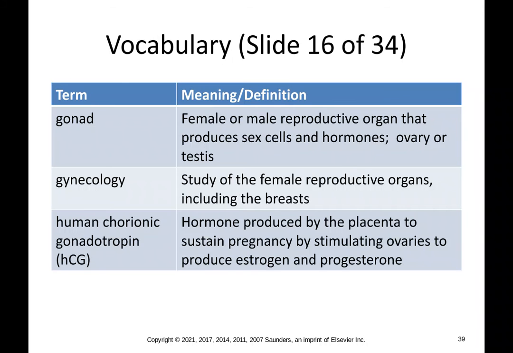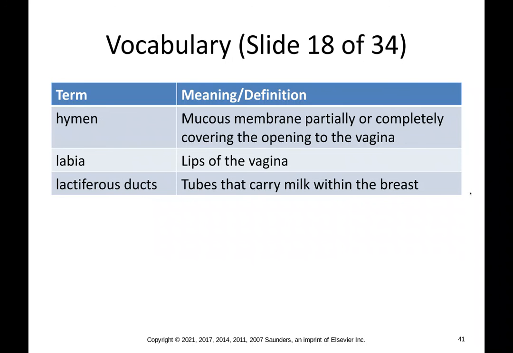Human chorionic gonadotropin, HCG, is the hormone produced by the placenta to sustain pregnancy by stimulating the ovaries to produce estrogen and progesterone. The hymen is a thin mucous membrane that partially or completely covers the opening to the vagina. Labia are the lips of the vagina.